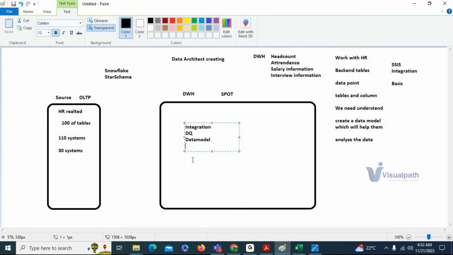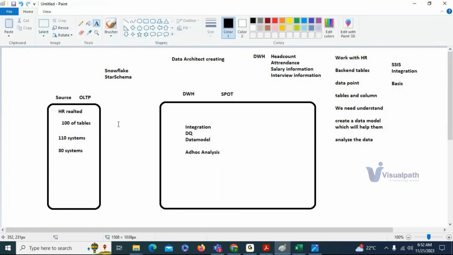You are going to do ad hoc analysis. Everything should be done without allowing people to touch the OLTP. OLTP is mission critical. That's the best. This is also important nowadays. Data is everything, but OLTP is where the business runs. So you cannot touch the OLTP.